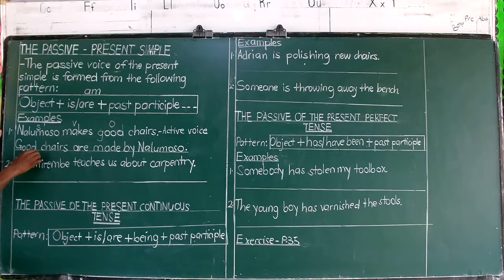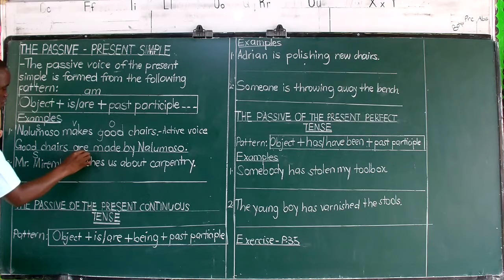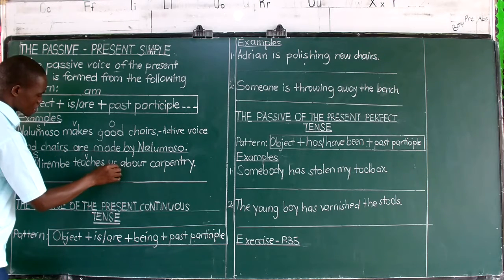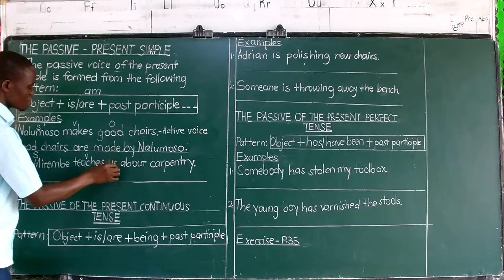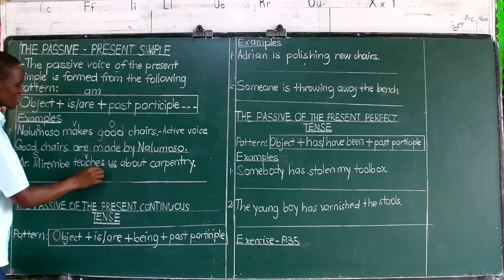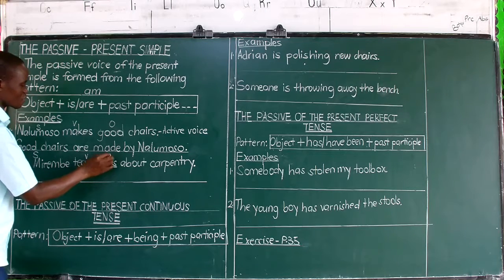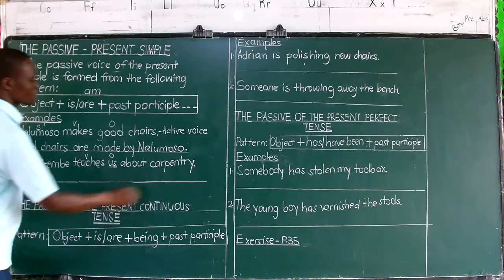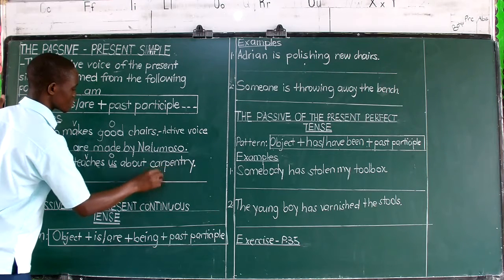Mr. Mirembe is obviously the subject. Then teaches is obviously our verb. The action of teaching is done to us. The object that comes just after the verb is known as the direct object. So this is one of the objects. Then carpentry is another object.